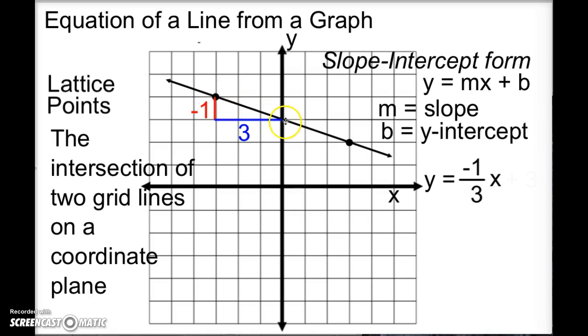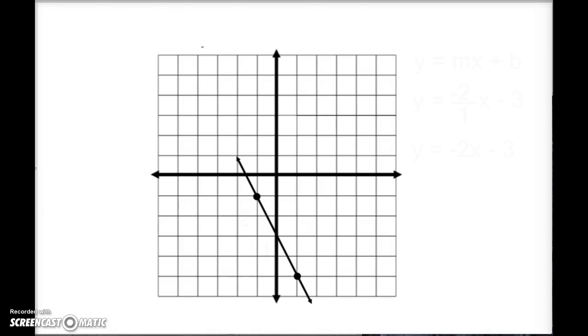This line crosses the y-axis right here. And if I look at this, that's going to be +1, +2, +3. So the equation of this line is going to be y equals -1/3 x, because -1/3 is my slope, plus 3, because that's the y-intercept. Let's do one more line.